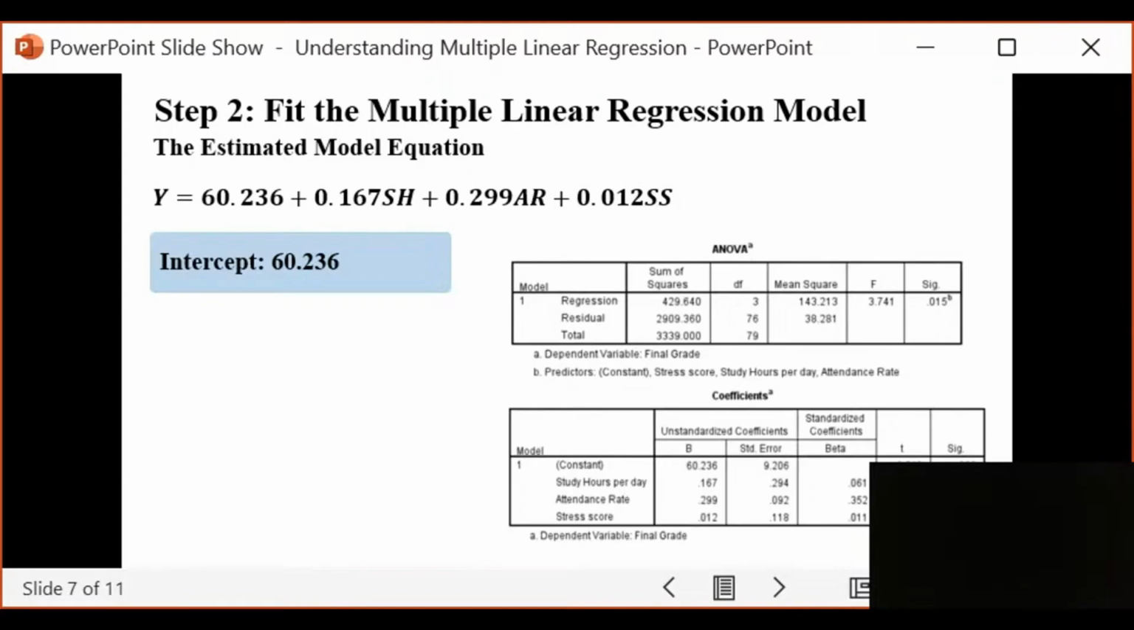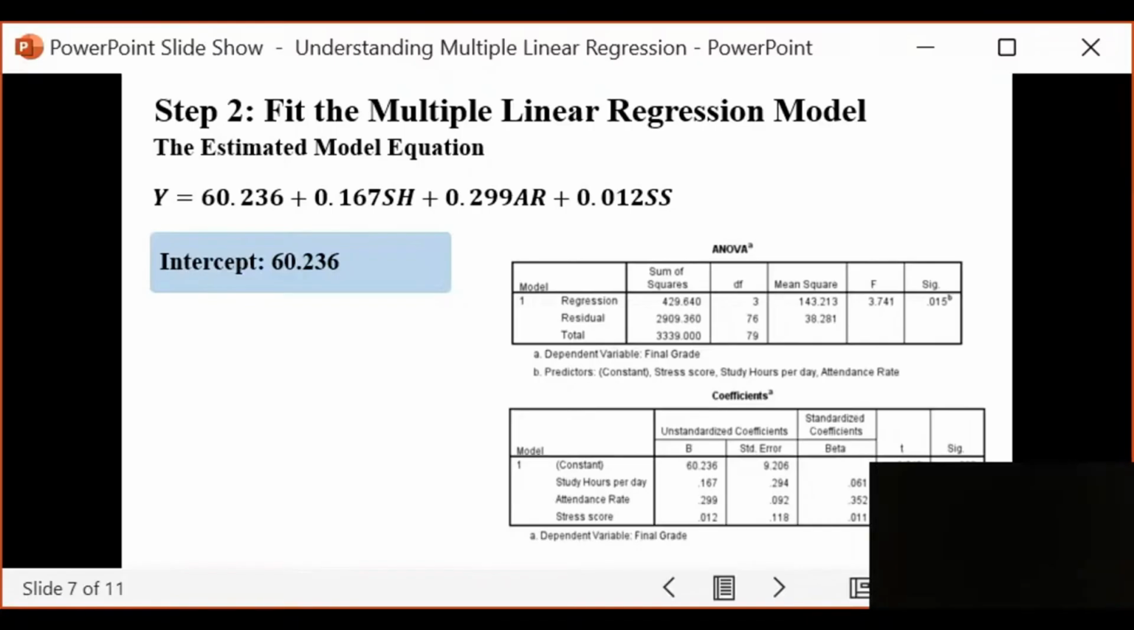So halimbawa, zero yung study hours ng student, zero yung attendance rate, zero din yung stress score niya, ang grade ng bata ay 60.236%. Yan yung grade niya kung zero lahat yun, yung independent variables. Yan ang ibig sabihin nun.